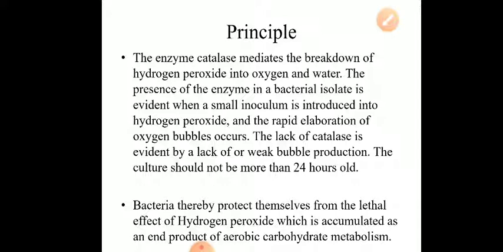Bacteria, by producing the enzyme catalase, protect themselves from the lethal effect. Lethal means toxic. So bacteria, by producing catalase enzyme, protect themselves from the lethal effect of hydrogen peroxide, which is accumulated as an end product of aerobic carbohydrate metabolism. As I told you earlier, it is one of the end products of various metabolic pathways, and it is toxic. So to protect itself from the toxic effect of H2O2, organisms produce catalase, most of them except a few genera.